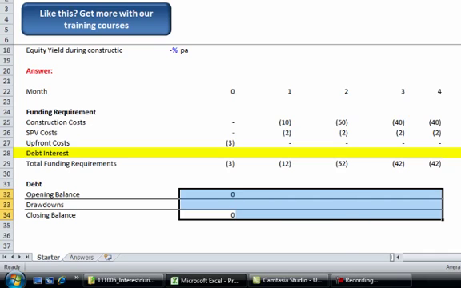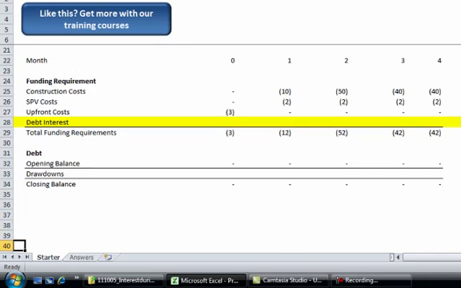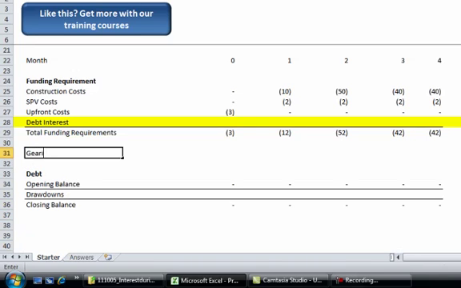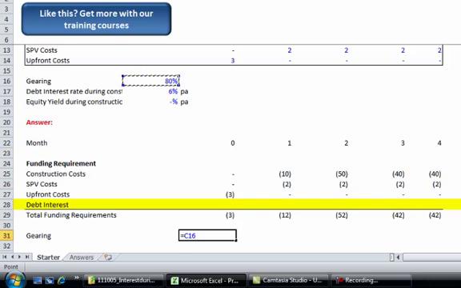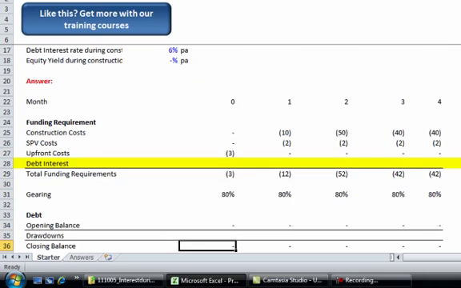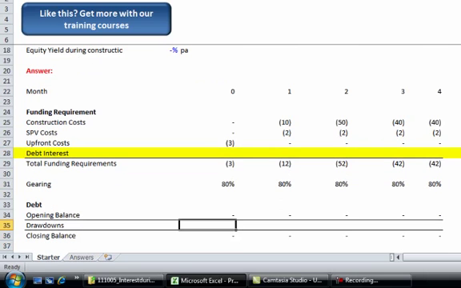Okay, let's go Shift Arrow across and Control R, and then what we're going to do next is put in a line called gearing. I'm going to make that equal to this number up there. Copy that one across. And now we're going to find our drawdowns. So we're going to go equals negative our funding requirements multiplied by our gearing ratio.